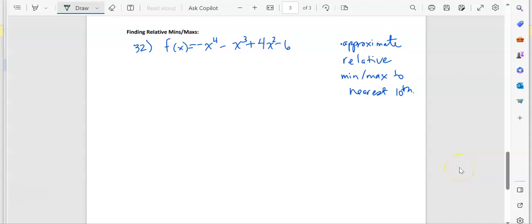This video is going to focus on finding the relative mins and maxes in a polynomial graph. The directions again, this is number 32, are to approximate the relative mins and maxes to the nearest tenth, and he gave you some options.